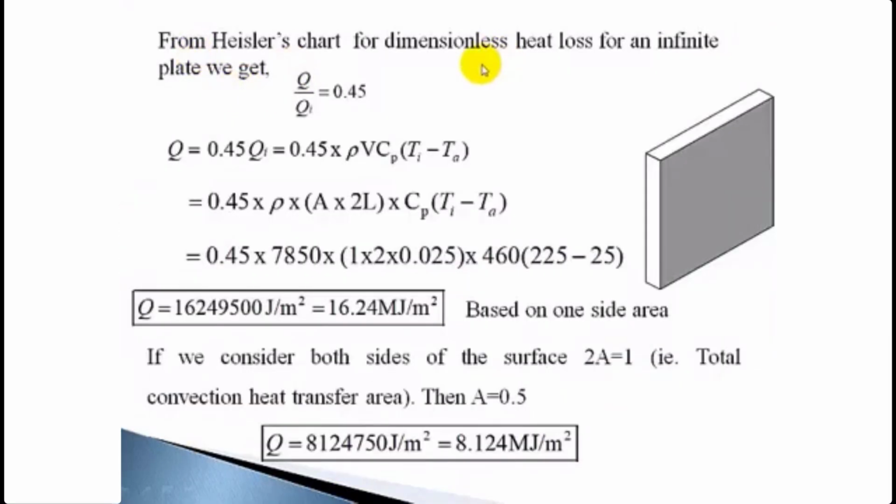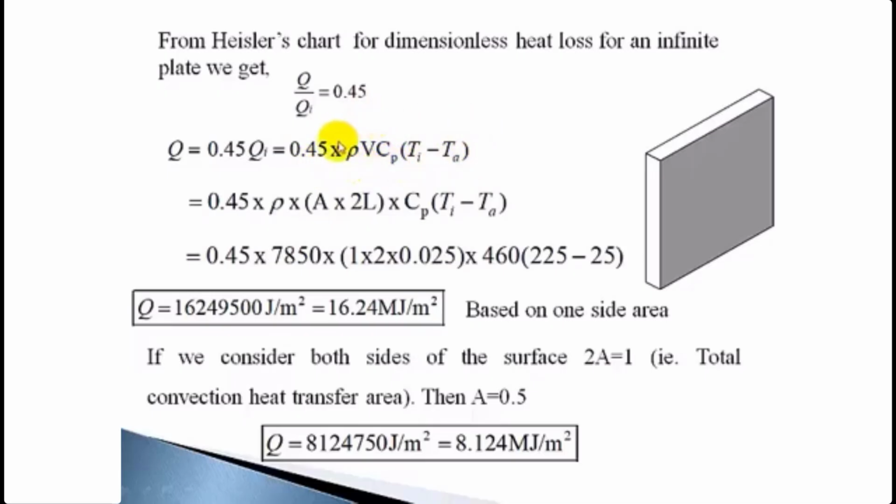From the Heisler chart for dimensionless heat loss for an infinite plate, we get Q by Qi as 0.45. Now Q is equal to 0.45 Qi. What is the initial energy content at the starting of the cooling process? mCp into delta T is the total energy content of the body. It was initially at Ti temperature, ambient was at 25, so Ti minus T infinity is the temperature difference. Into mCp, that will give the total energy content of the body, that is Qi, the energy possessed relative to the surrounding. So that is mCp or ρVCp into Ti minus T infinity.